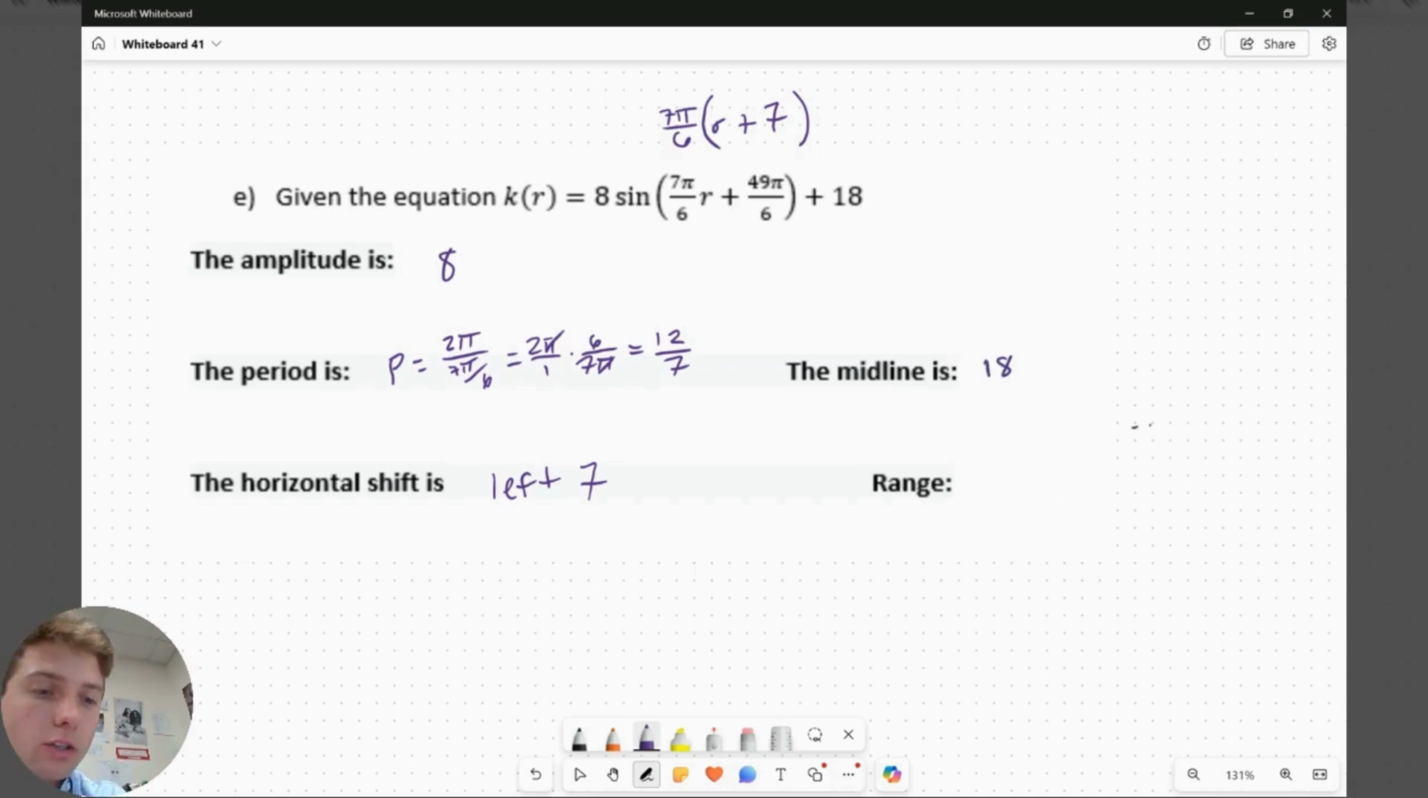And the range, let's think about it. Midline at 18 here. We go up 8, we go down 8 based off the amplitude. So the bottom would be at 10, the top would be at 26 for the range.